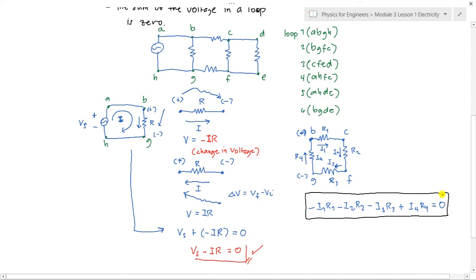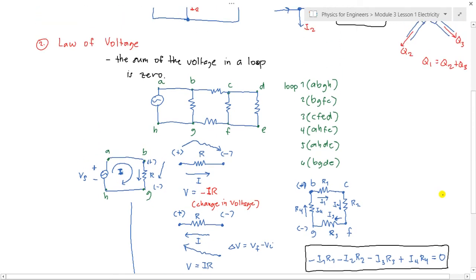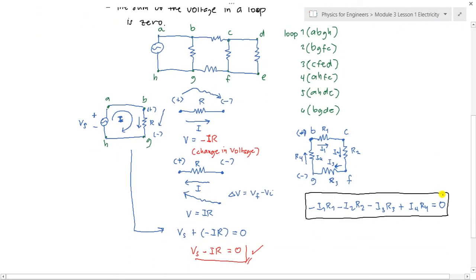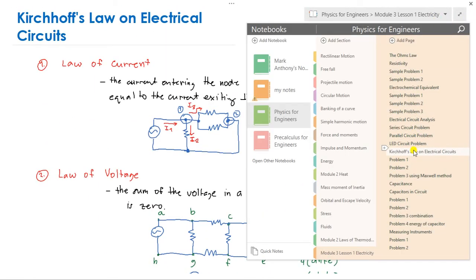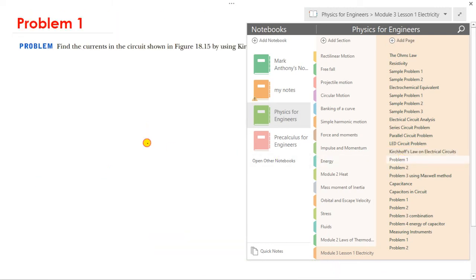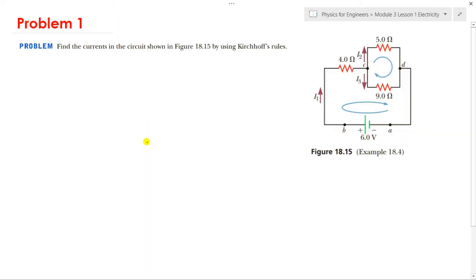The first one is the law of current. The second one is the law of voltage, meaning the sum of the voltages in a loop is 0. Okay, to realize this, let's have some problems. Problem 1: find the currents in the circuit shown in figure 18.5 by using Kirchhoff's rules.